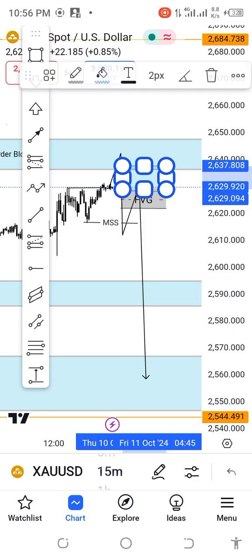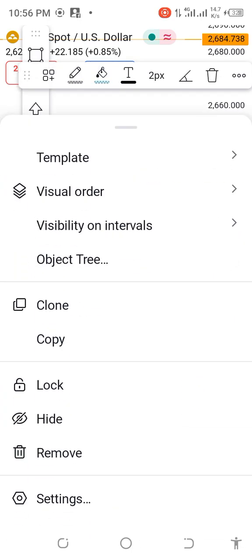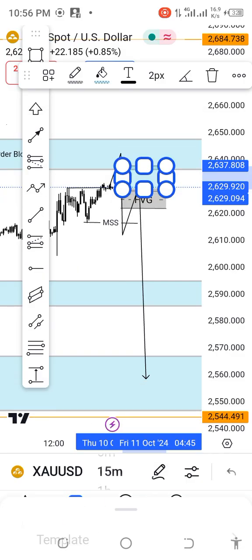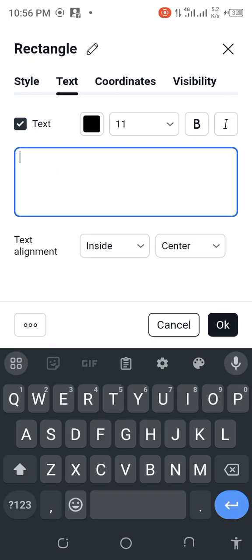So make sure you always label your supply zone, or you can call it your supply zone. Yeah, supply zone. So come here and label it. This is our order block.